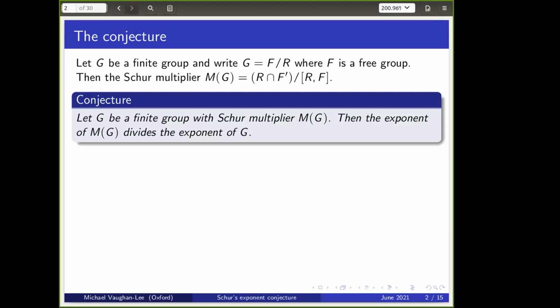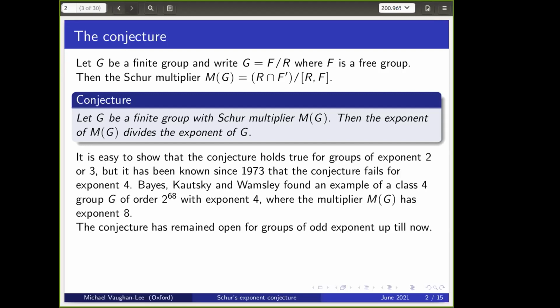So what's the history of this problem? Well, Schur introduced Schur multipliers in 1904, so very likely this problem has been around for well over 100 years. It's easy to show that it holds for groups of exponent 2 and exponent 3, but in fact it's been known since 1973 that the conjecture fails for exponent 4. Bayes, Kautsky, and Wamsley found an example of a class 4 group of order 2 to the 68 with exponent 4, where the multiplier M(G) has exponent 8. But the conjecture has remained open for groups of odd exponent up till now. So as I say, probably for about 100 years or more, it was open for odd exponent.